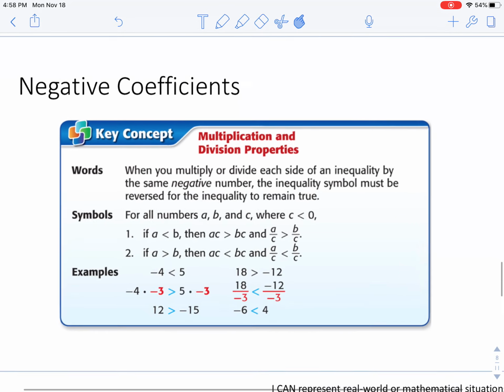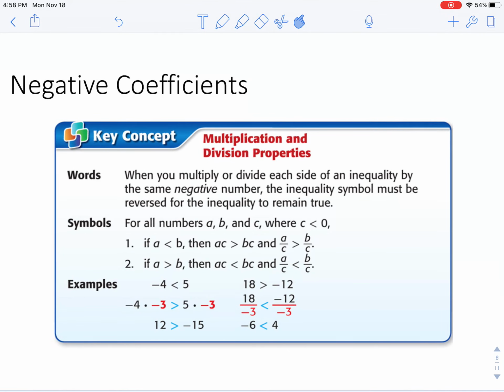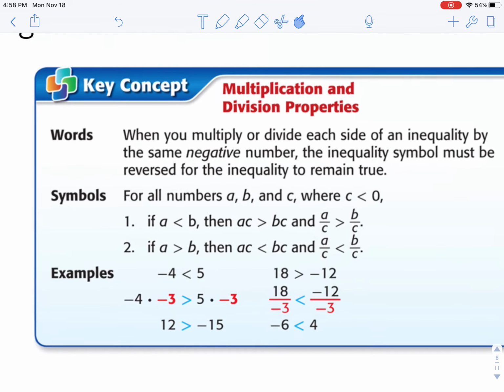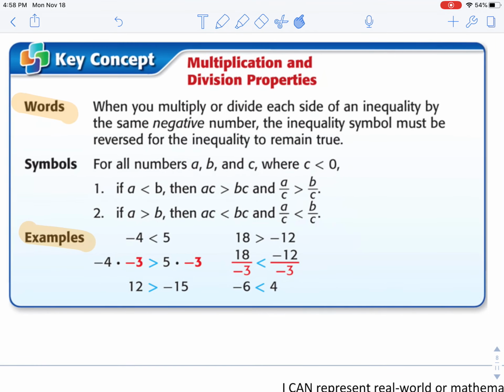Negative coefficients. When you multiply or divide each side of an inequality by the same negative number, the inequality symbol must be reversed for the inequality to remain true. So if you have -4 is less than x and you multiply each side by a -3, it's going to flip the sign. So when you multiply or divide by a negative number, it's flipping that inequality sign. So I want you to pause it and write down in words and examples.